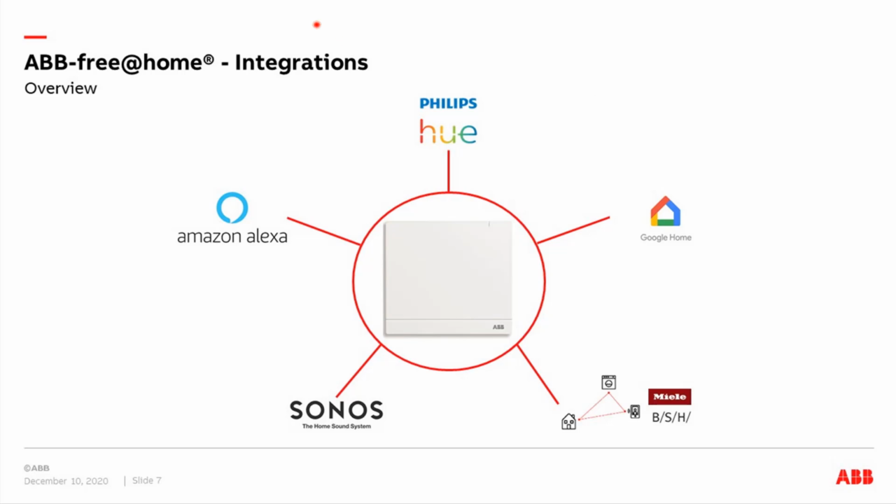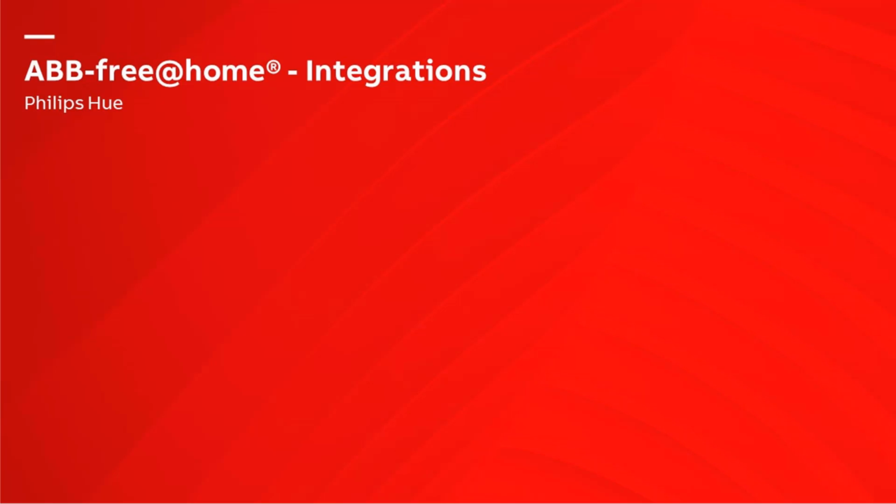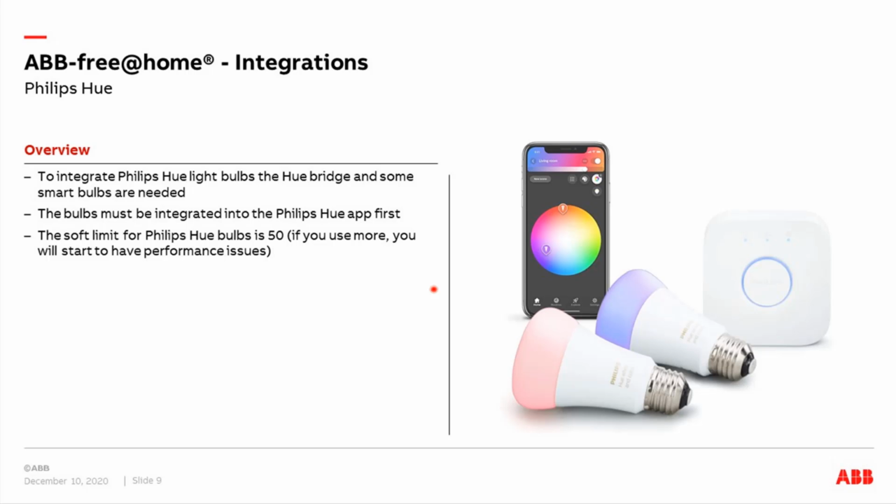I want to start now, first of all, with the integrations which are set up via the network, via your private network. And here the first one is Philips Hue. So what do we have to do when we want to integrate Philips Hue? Some light bulbs, for example, or also some smart sockets from Philips Hue. First of all, we need, of course, always the Philips Hue bridge, and we need some bulbs or some smart sockets in this integration.